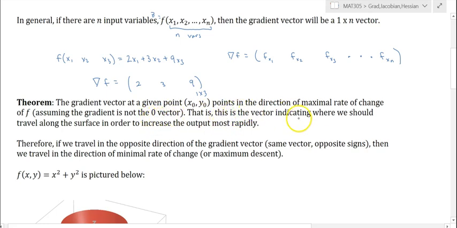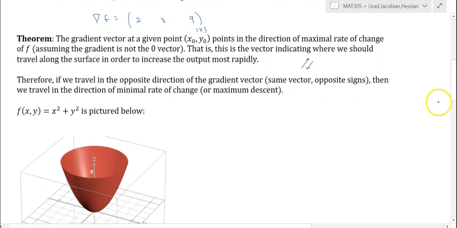That is, this is the vector indicating where we should travel along the surface in order to increase the output most rapidly. That's a huge benefit, as we'll see later on when we think about things like gradient descent. Also a consequence of this, if the gradient vector points in the direction of maximal ascent, then the opposite of that should therefore point in the direction of maximal descent. Opposite just means that we change the signs of both of the components. Now I'll show you an example to give you some intuition about this.